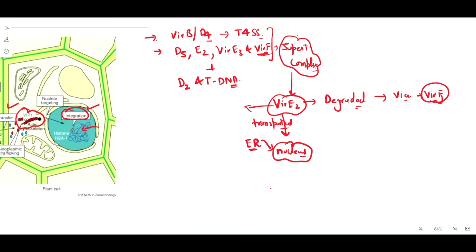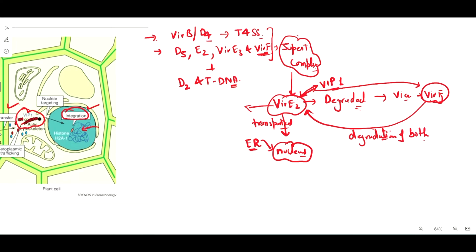This happens as the VirE2 protein interacts with the VIP1 protein, or VIP protein 1. As it interacts with the VIP1 protein, this leads to the activation of the VirF protein, which leads to the degradation of both proteins, your VirE2 and VIP1 protein.